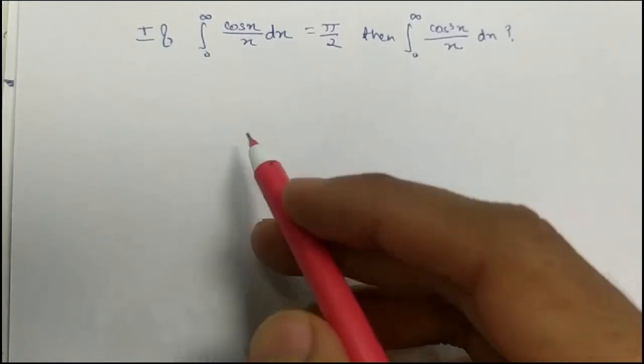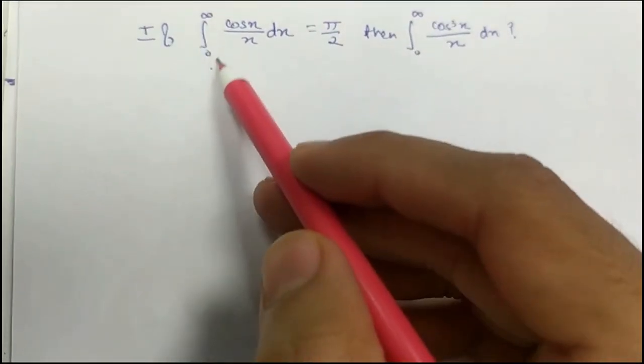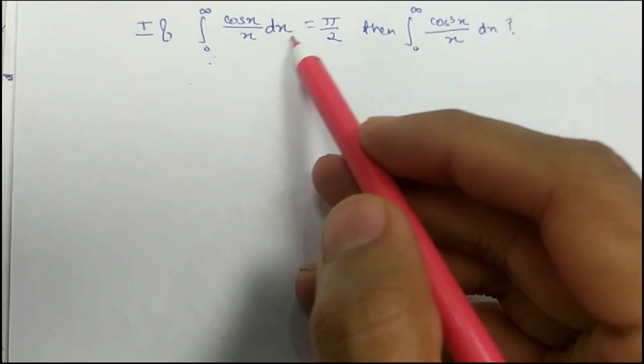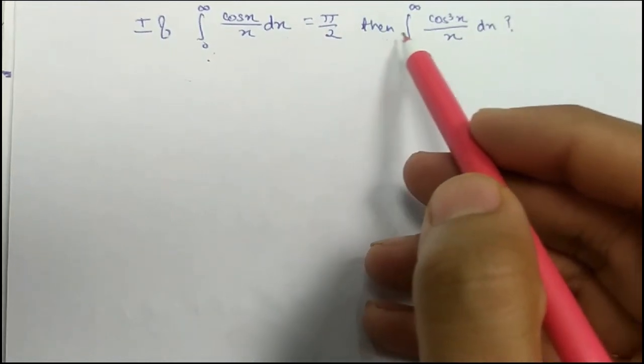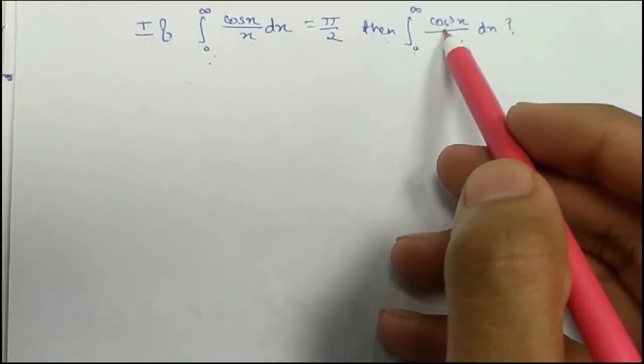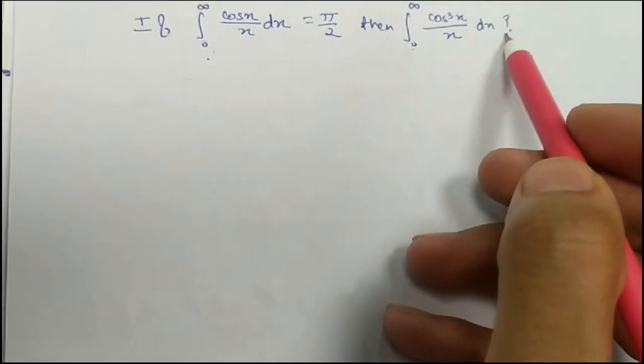The problem says, if the integration from 0 to infinity of cos x by x dx is equal to pi by 2, then the integration from 0 to infinity of cos cube x by x dx is equal to what?